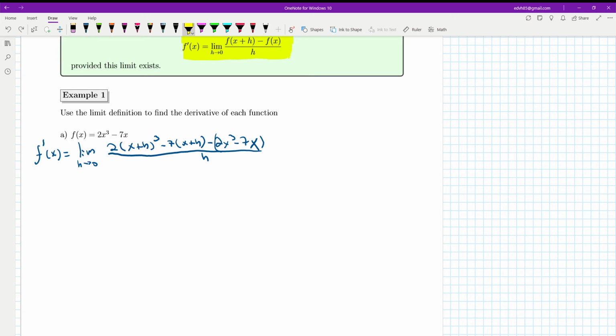So let me make a side note here. On the previous video, we recalled how to expand a binomial square, which is a squared plus 2ab plus b squared. All right, that is the square of the first term plus twice the product of the first and the second plus the second squared. Now for a plus b cubed, we're going to do the following. A cubed plus 3a squared b plus 3a b squared plus b cubed.